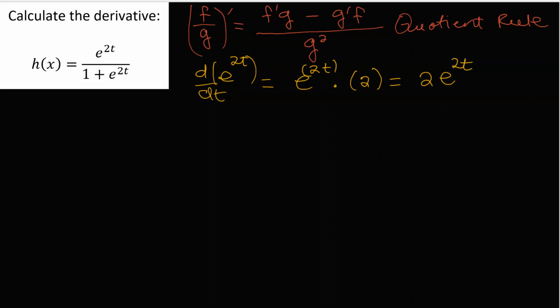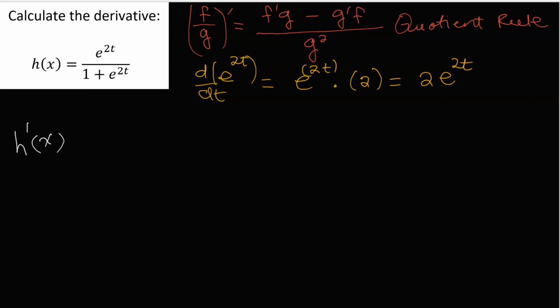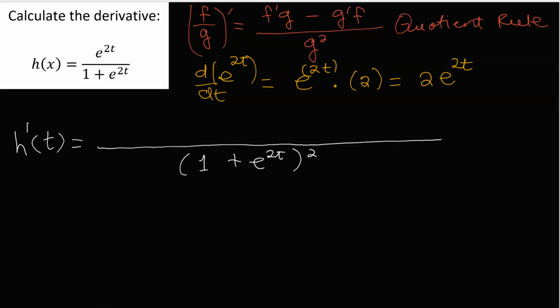All right, so those are the things that you need to know so that you can successfully take the derivative of h of x. So here we go. The derivative of h of x is, not sure why my x looks funny there, and it's not even x, it's t. So anyways, the derivative of h of t is, on the denominator, we should see g of t squared. So that would be 1 plus e to the 2t, squared.